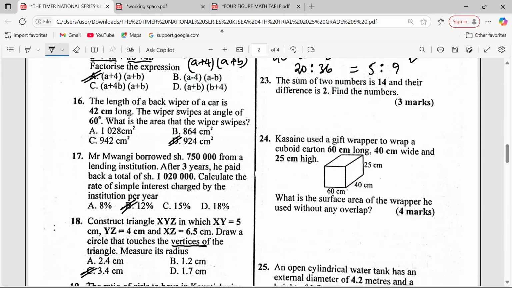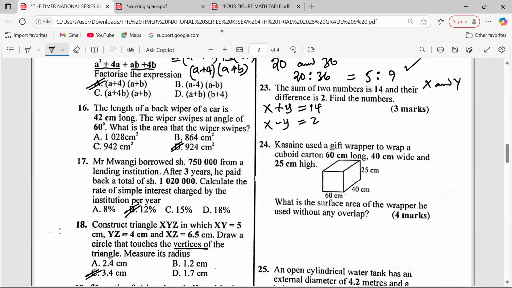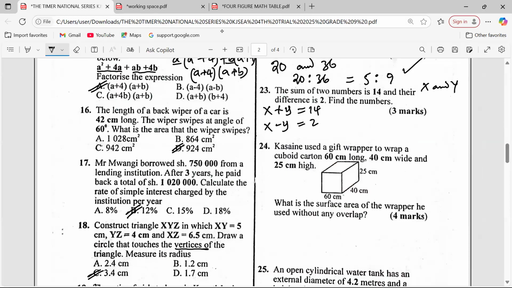Okay, number 23. The sum of two numbers is 14 and the difference is 2. Find the numbers. If we take the numbers to be x and y, then we are told that x plus y equals 14. And again, x minus y equals 2. So these are two simultaneous equations. The statements are representing the same numbers. So this means we can use the elimination method of solving simultaneous equations, whereby I would appreciate if we eliminate x. The coefficients of x are already the same.